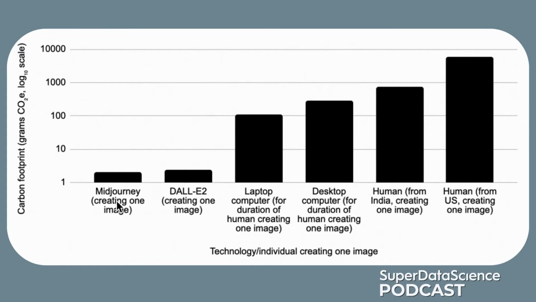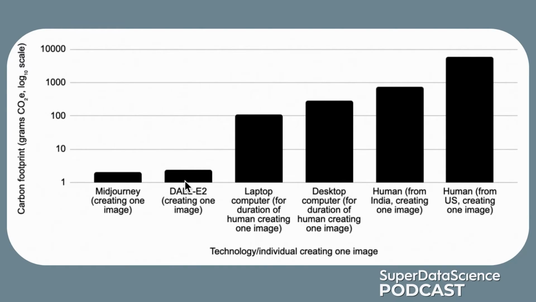In this case, they compared Midjourney and DALL-E 2 to a human using a laptop or a desktop. For Midjourney, they estimated 1.9 grams of carbon dioxide per illustration created. For DALL-E 2, they estimated 2.2 grams, which is the same as what they estimated for GPT-3, actually. Then they estimated that for a human, it would take them 3.2 hours on average to create an illustration manually on a computer. That corresponds to 100 grams of carbon dioxide on a laptop, or 280 grams of carbon dioxide on a desktop in the US. That corresponds to a 45x multiple relative to DALL-E 2.